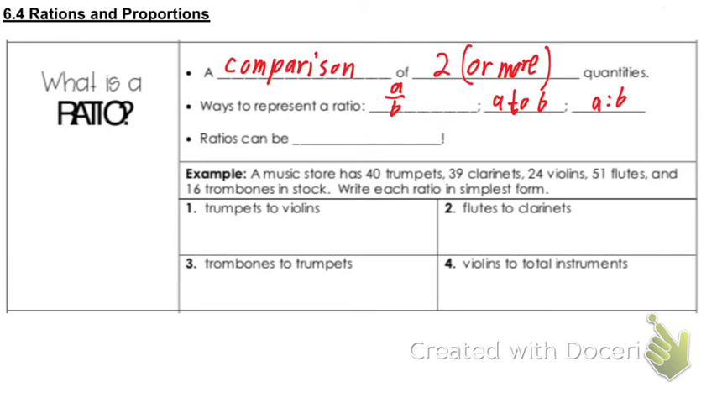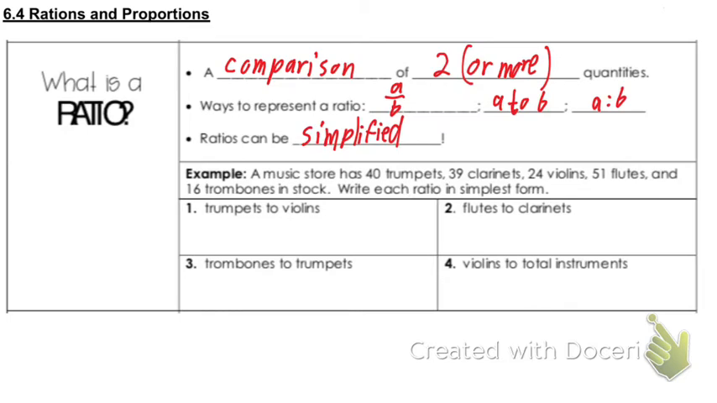Reject humanity, become monkey. Okay, ratios can be simplified. We'll talk about that. Like a fraction, they can be simplified. So we're going to create a ratio here: a music store has 40 trumpets, 39 clarinets, 24 violins, 51 flutes, and 16 trombones in stock. Write each ratio in simplest form.